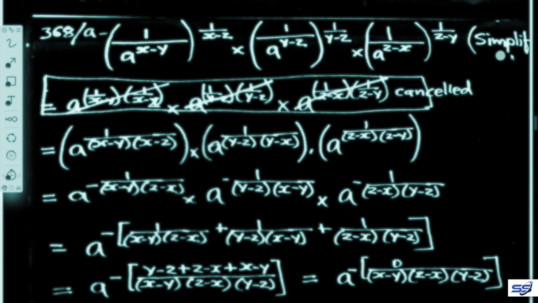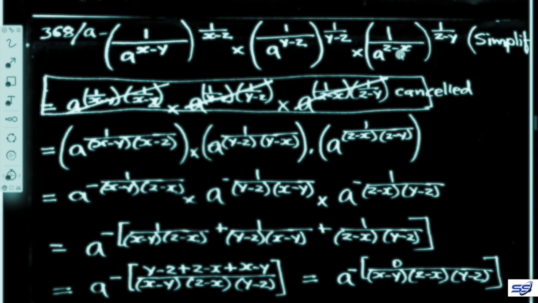Now this is the problem. This problem has to be simplified. Simplify this problem. Here comes a to the power 1 upon x minus y, x minus z, as this power and this power are multiplied. This power x minus y and 1 upon x minus z, these both powers are multiplied, and here comes 1 upon x minus y, x minus z. On multiplying we get this, again into, now here also same thing. Now this power 1 and this power, both powers shall be multiplied. So comes here a to the power 1 upon y minus z, y minus x.